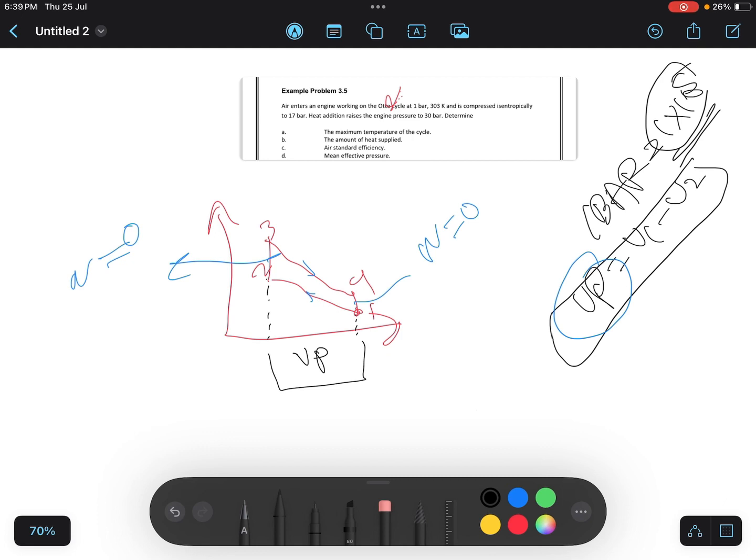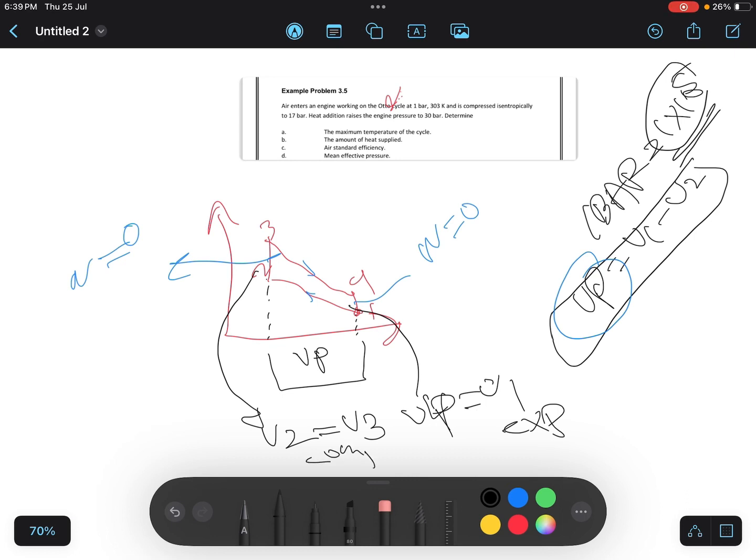And why is that? Because in 2 to 3 we have V2 equals V3, and V4 is equal to V1. That's isochoric, right? That's isochoric compression and expansion. That's expansion, that's compression. So that's the first thing we need to know about the PV diagram.